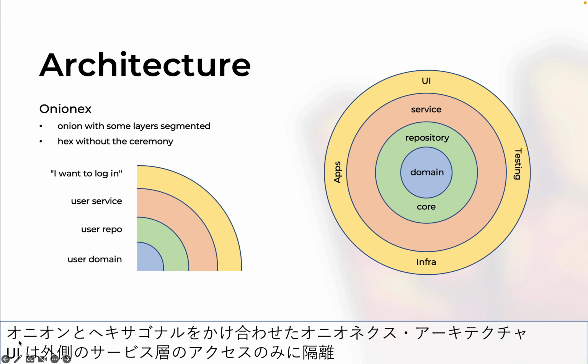Now, in terms of the architecture of this application, this is a mix between the onion architecture, which has decoupled layers, also mixing with some principles of the hexagonal architecture.